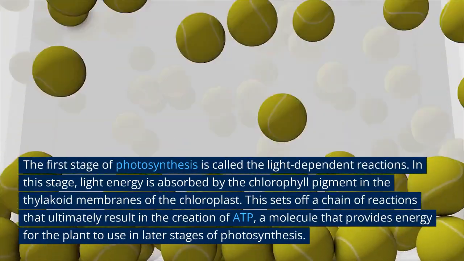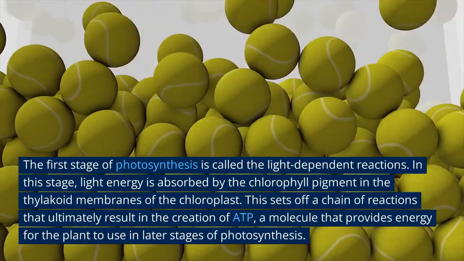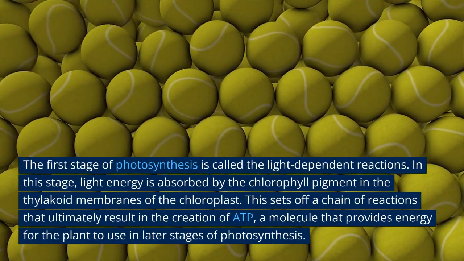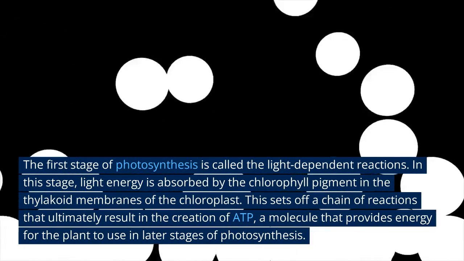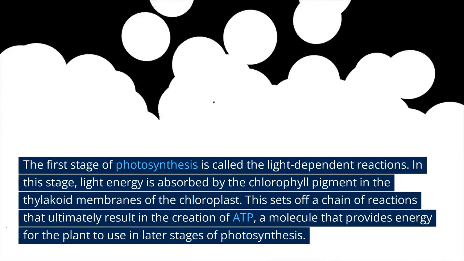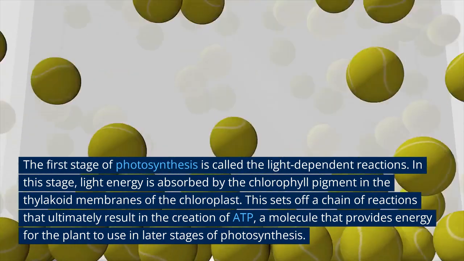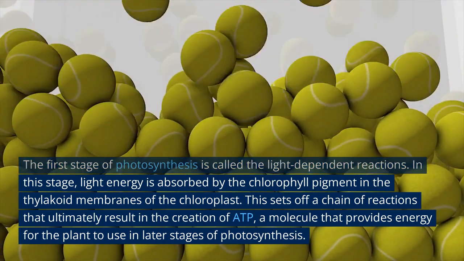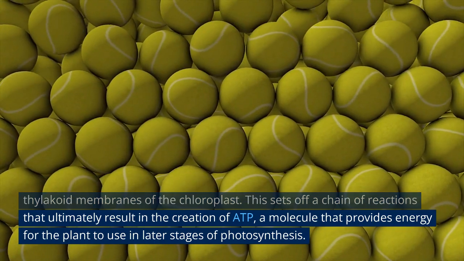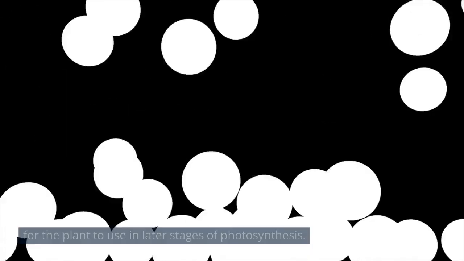The first stage of photosynthesis is called the light-dependent reactions. In this stage, light energy is absorbed by the chlorophyll pigment in the thylakoid membranes of the chloroplast. This sets off a chain of reactions that ultimately result in the creation of ATP, a molecule that provides energy for the plant to use in later stages of photosynthesis.